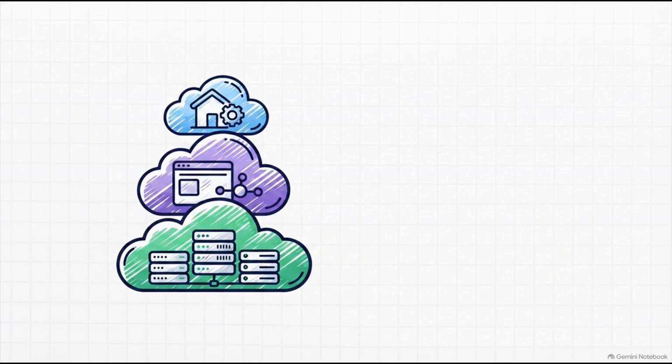They can rent raw virtual infrastructure with IaaS, they can rent development platforms with PaaS, or they can rent fully functional applications delivered directly over the web with SaaS. It's entirely on demand and incredibly efficient.